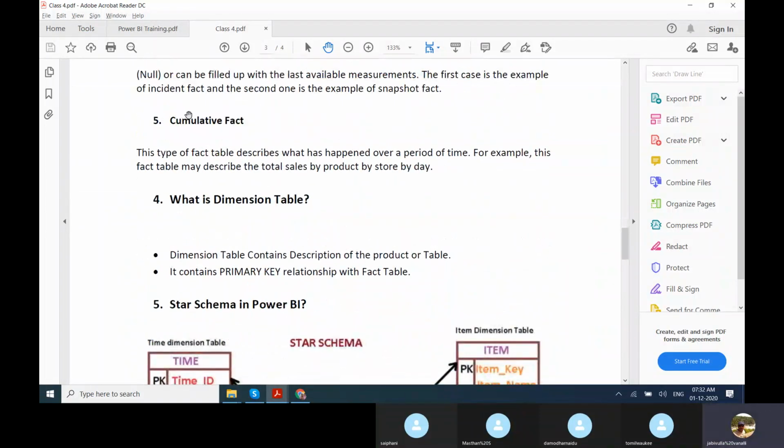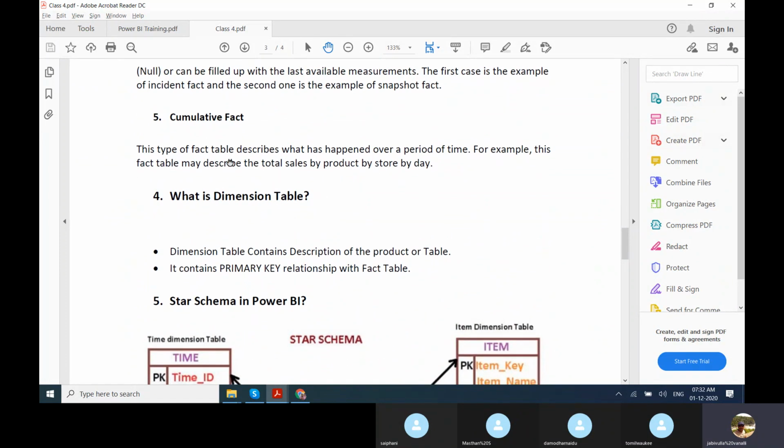And the last final one is cumulative fact. In the name itself, it is there. What is cumulative? This type of fact table describes what has happened over a period of time. For example, this fact table may describe the total sales by product and by store and the day.